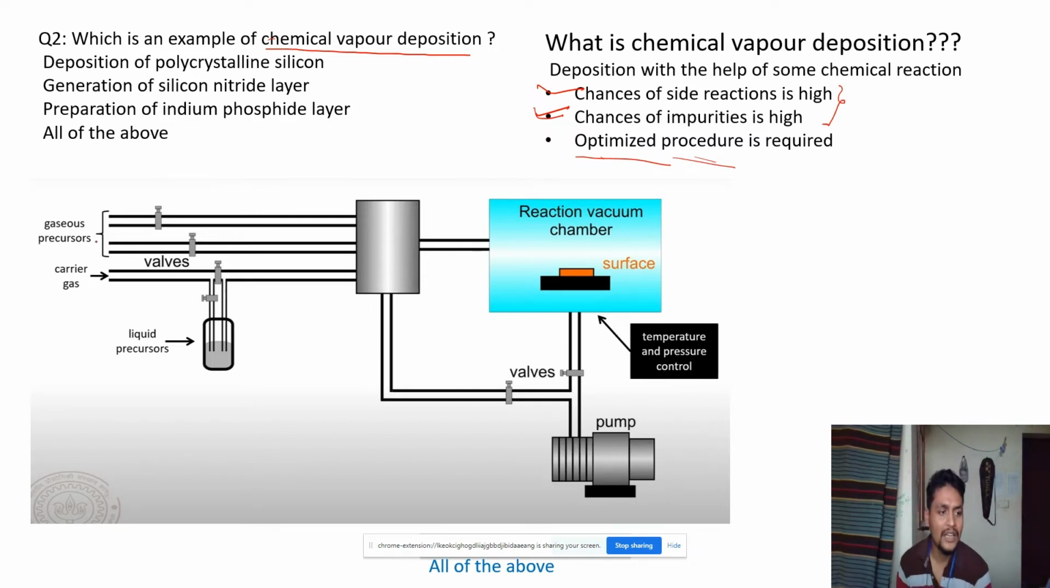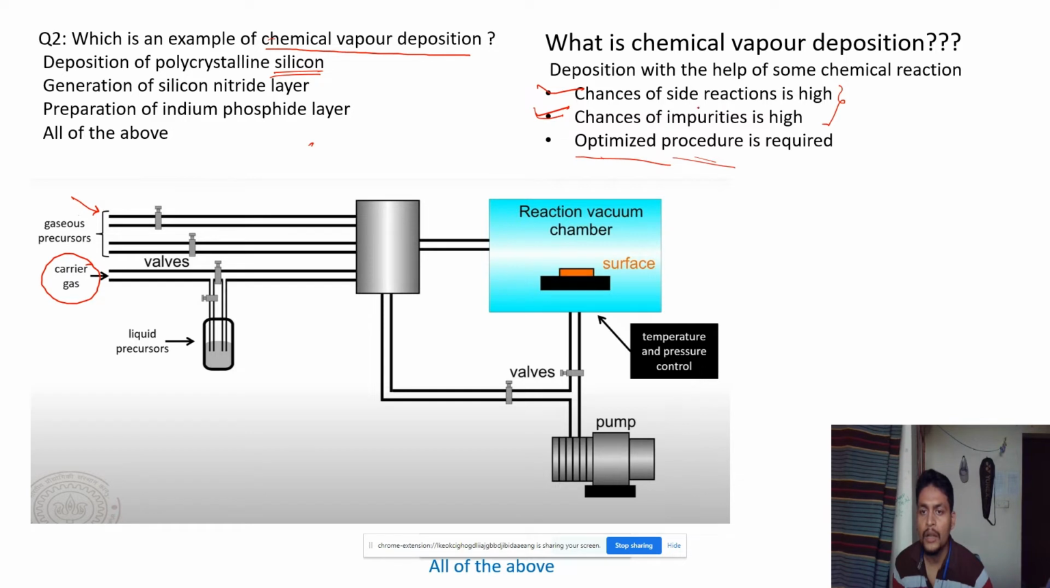Now, how does chemical vapor deposition practically happen? We take the gaseous precursor. Let's say for the case of silicon, we want to deposit silicon. So we need some precursor where the silicon is there. Precursor means some kind of molecule containing silicon, in the gaseous state. That will be put there, and we need something very important, that is the carrier gas.